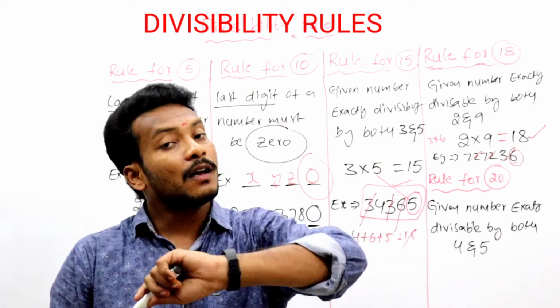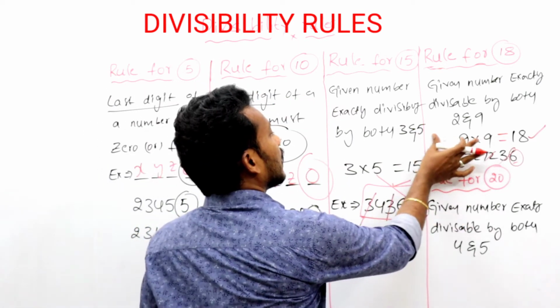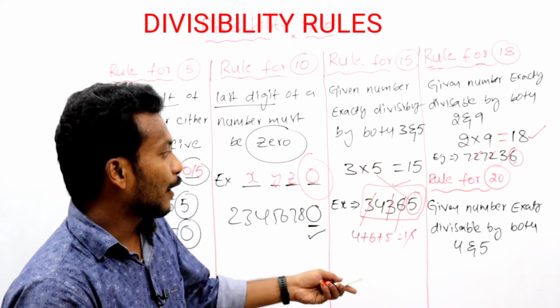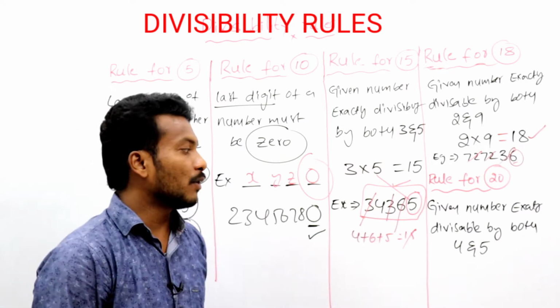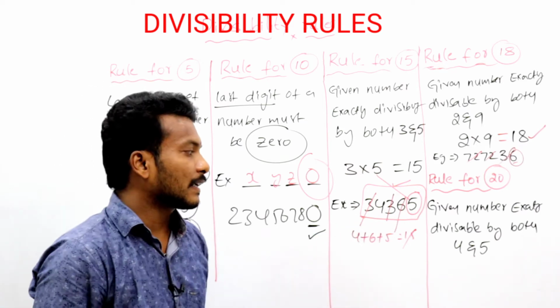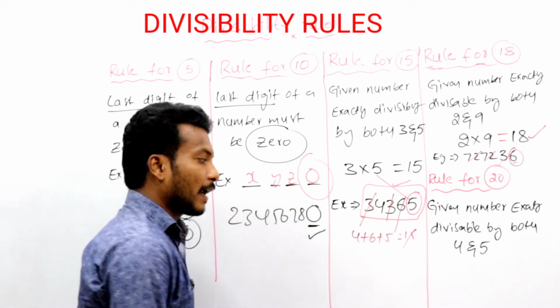That's why 3 and 6 are not co-prime numbers. Okay, now move to 20. What is the rule for 20? The given number must be exactly cancelled with both 4 and 5.